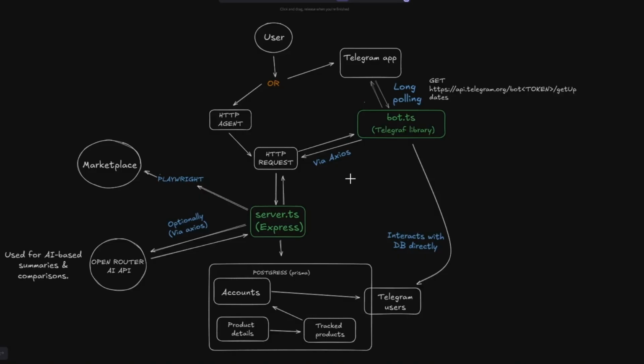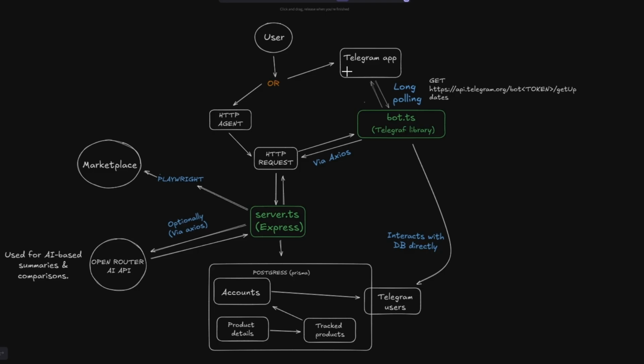Okay, here's a diagram. So our code is going to be consisting of two main files. One is going to be the server.ts, which is going to use the Express library, and the bot.ts that is going to be using the Telegraf library. So the user could communicate with our server through an HTTP agent, such as Postman, or they could also use the Telegram app, which obviously we're going to be focusing on.